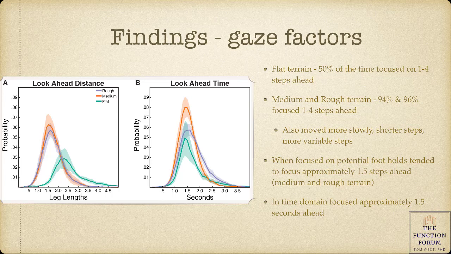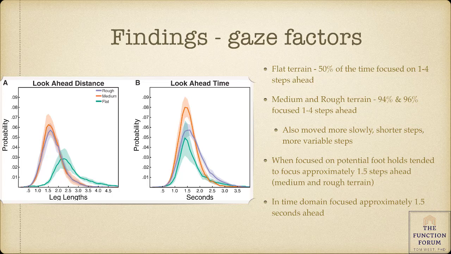When they focused potentially on footholds, their gaze tended to look about 1.5 to 2 steps ahead. So they generally were looking not at where they're going to put their foot right now, but where they're going to put their next foot. That is important, because you need to not only know where you're going to place your foot next, but you need to know where you're going to go from that position so that you can plan motion. So again, people were generally looking about 1.5 steps ahead in the medium and rough terrain. They've already planned where they're going to put their foot next, but then they were looking at where they're going to go after that.